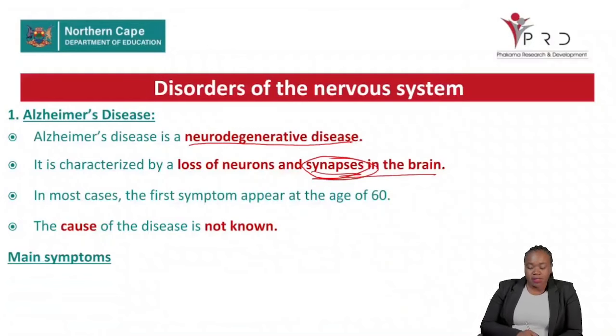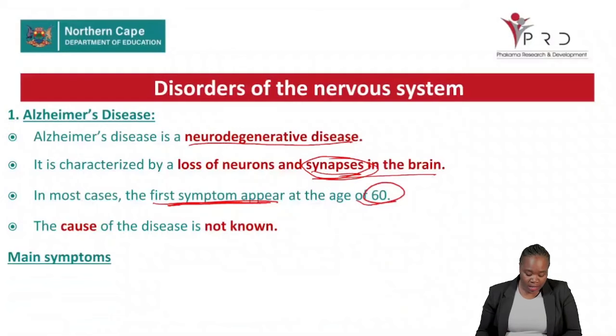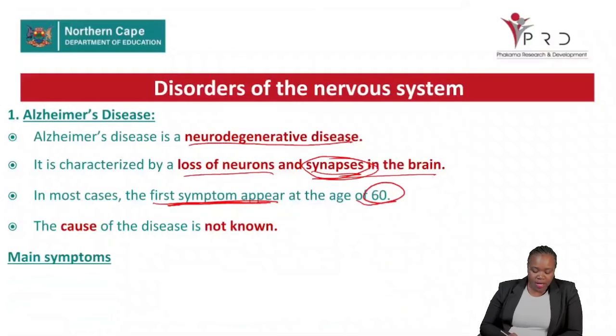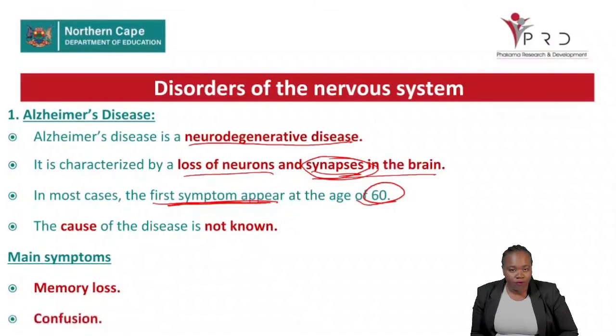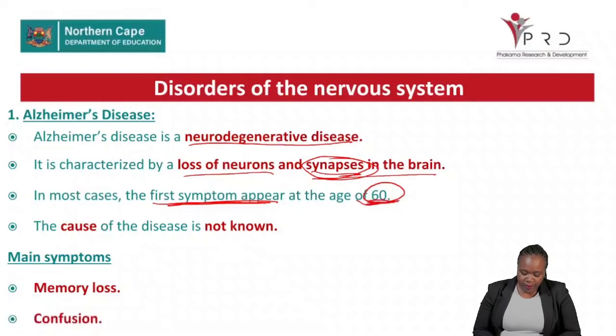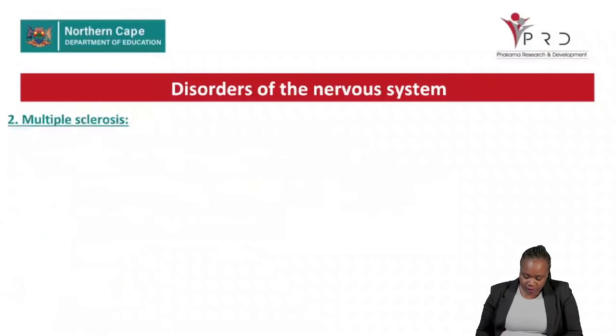So in most cases here, we would experience the symptoms in individuals who are at the age of 60 and above, right? And so far, the causes of Alzheimer's disease are not known. However, we know that the loss of neurons and the synapse in the brain would take place when this happens. Now, how do you see that a person might have Alzheimer's disease? You would see that they would sometimes have memory loss, mainly memory loss, as well as confusion. And remember, this is something that affects individuals around the ages of 60.